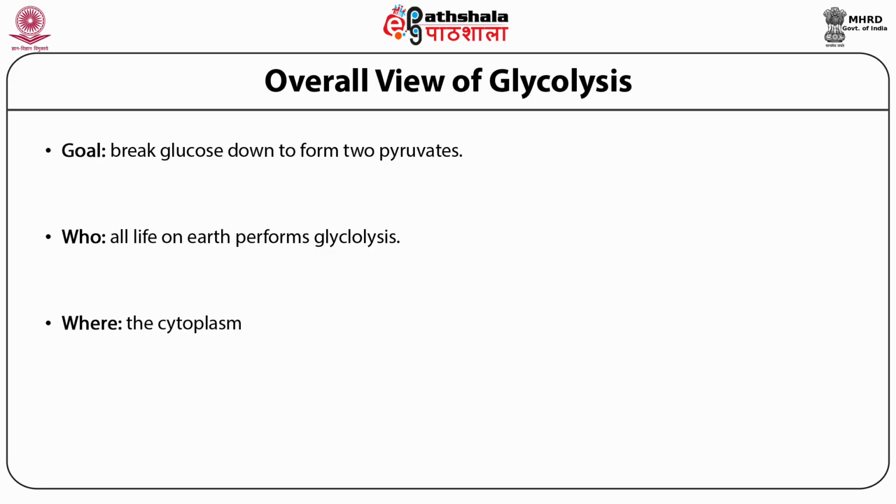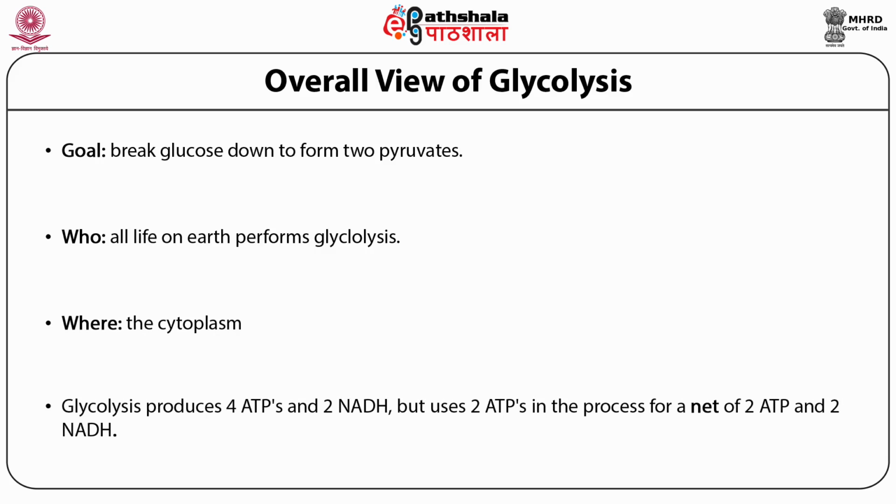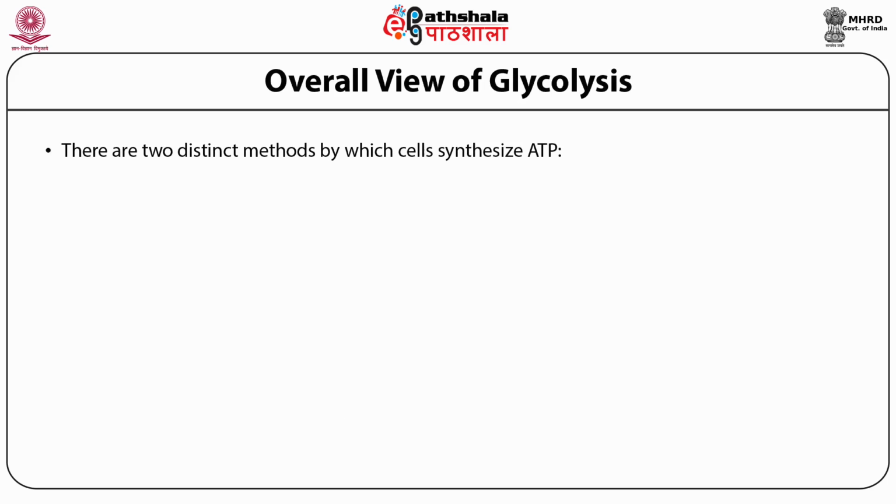As I mentioned earlier, do remember this, glycolysis produces 4 ATPs and 2 NADH, but it utilizes 2 ATPs in the process. So, ultimately, we are getting net 2 ATP and 2 NADH from this process. There are two distinct methods by which cells synthesize ATP. As you know, my dear friends, the oxidative phosphorylation and substrate level phosphorylation. The oxidative phosphorylation involves the electron transport chain, the transfer of electrons and, coupled with that, the synthesis of ATP.